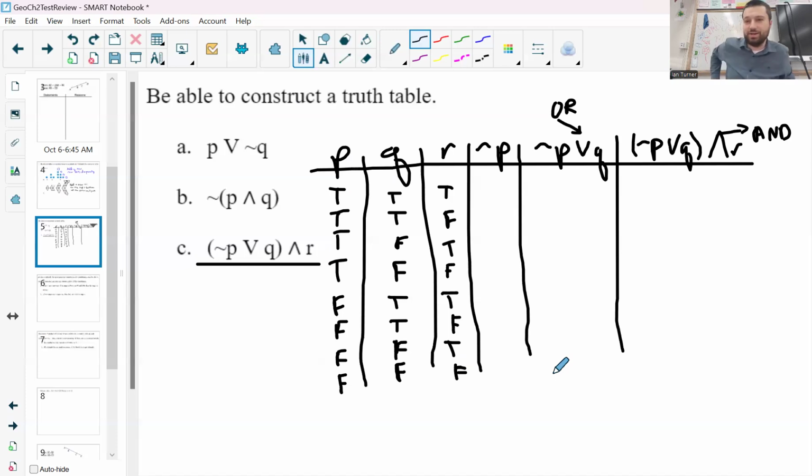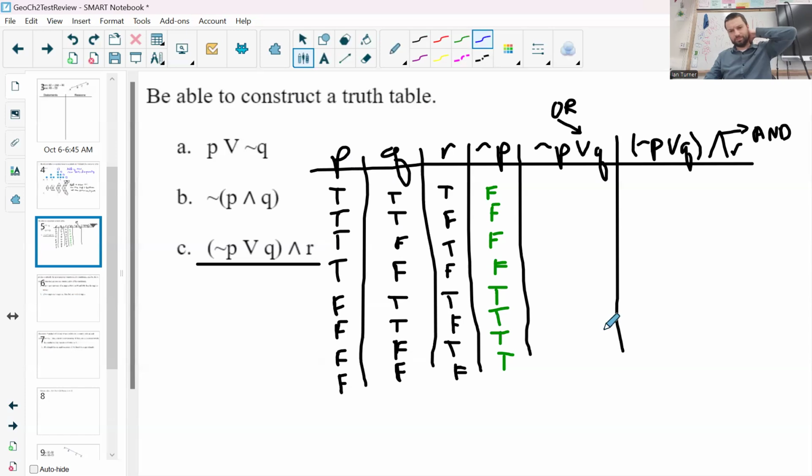Okay, that's your setup. Now we're going to go through each column. So for not P, we're just going to take our P and flip it. So we're going to go four falses now, right? Because we started with four trues, so we got to flip that, and then we go four trues. All right. Now what are we looking for with an or?